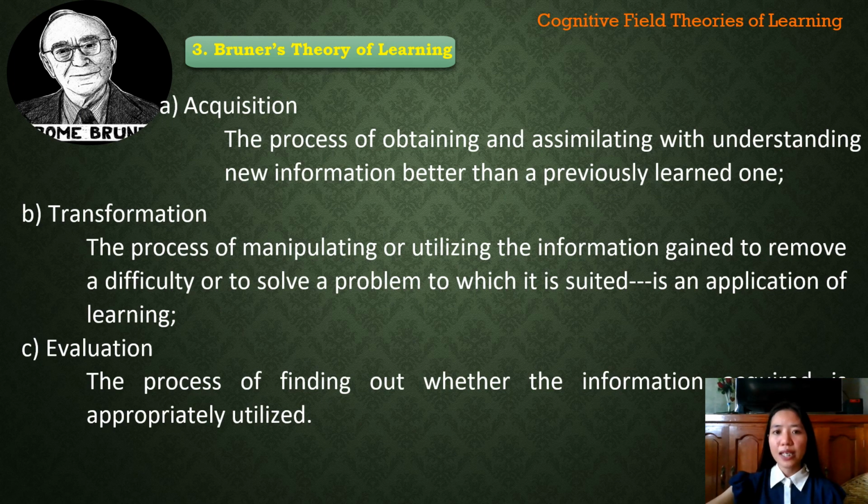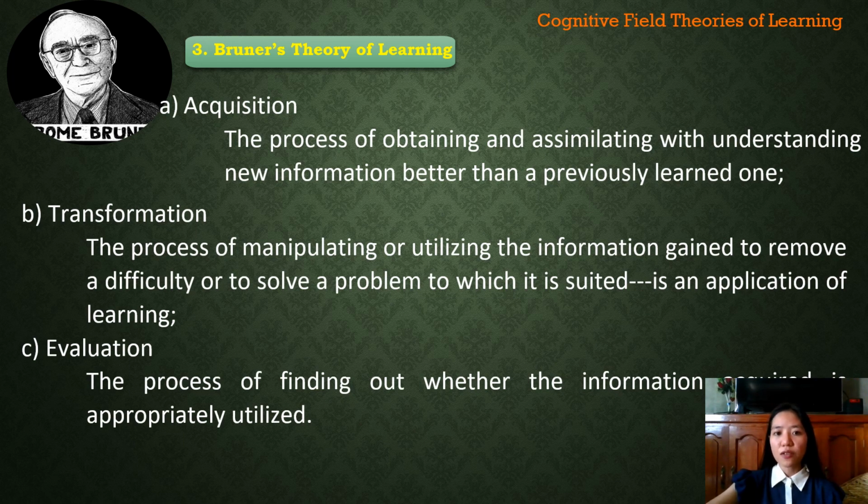To complete the cognitive field theories of learning, let's have Bruner's theory of learning. Jerome Bruner's theory of learning proposes that learners construct new knowledge, and they do this by organizing and categorizing information. The concept of discovery learning implies that students construct new ideas and concepts based upon their current or past knowledge, which we also refer to as a schema. Thus, it is similar to a constructivist approach.